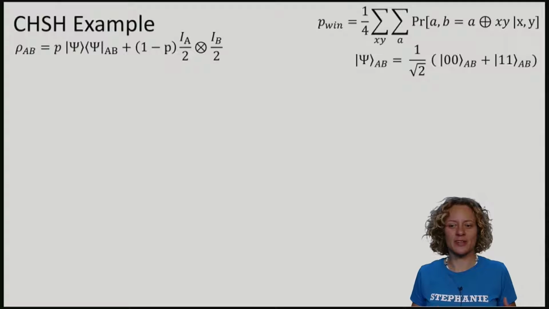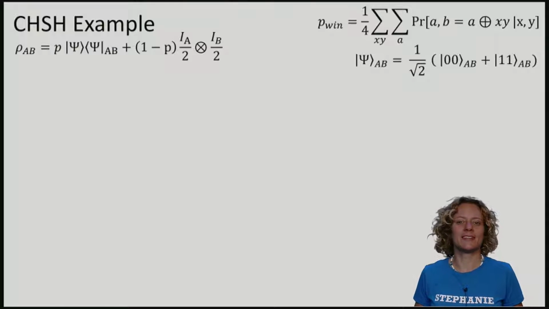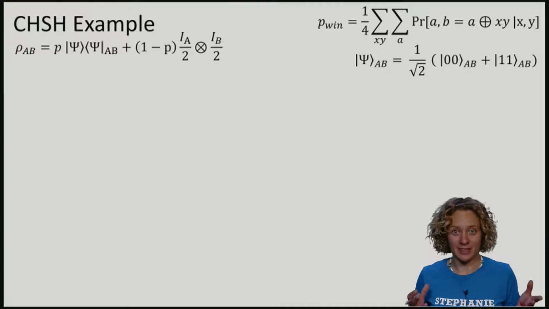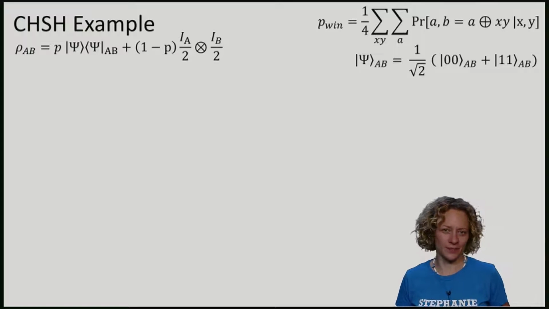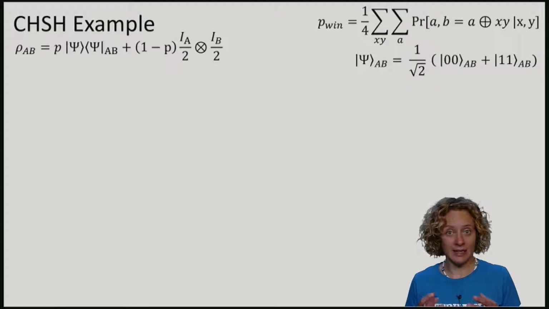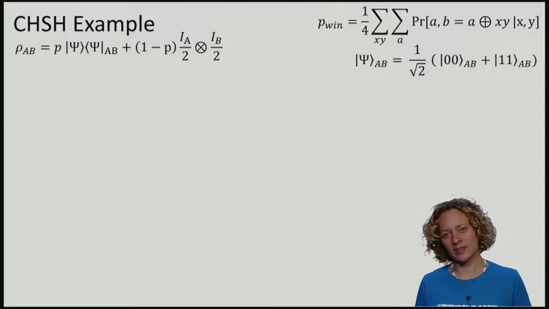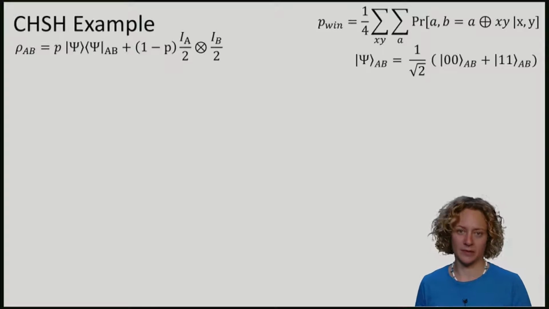Let us now consider an example where Alice and Bob don't have the maximally entangled state. Instead, they will have another state. This state will be less entangled, and we will see a smaller winning probability.